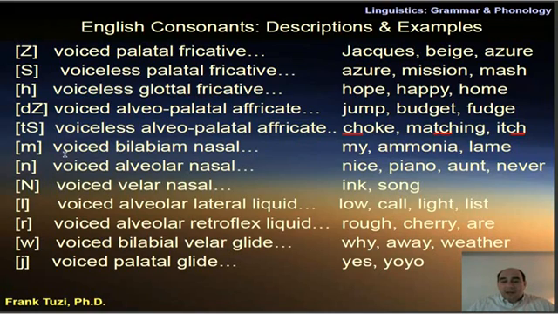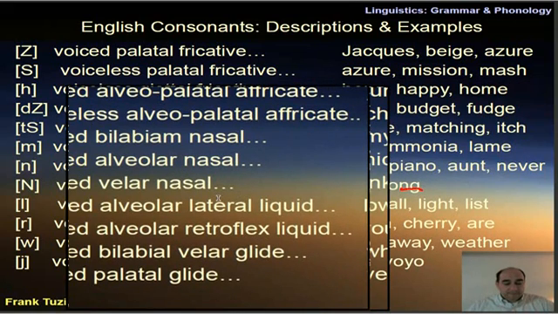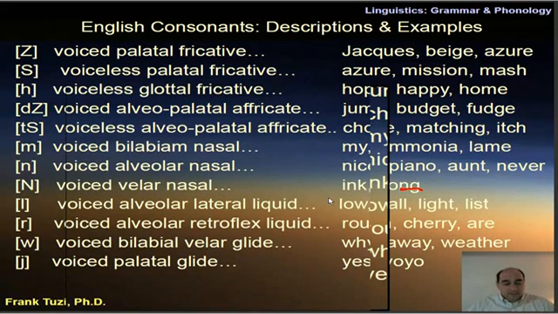Voiced bilabial nasal, right? That's supposed to be an L. My bad there. Ammonia, lame, right? It's voiced. Voiced alveolar nasal. It's going to be your N. Ant, never, nice. Velar nasal. Now that's not N. That's going to be NG, right? Song, for example. Oops. Sorry about that.